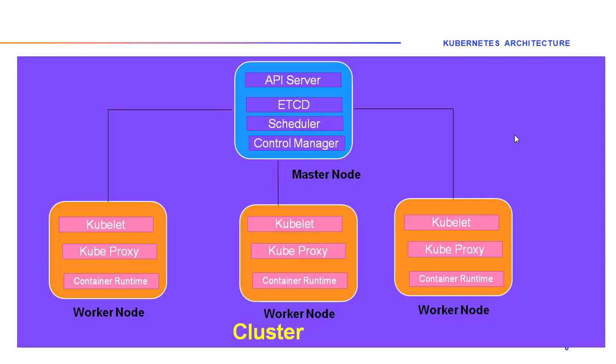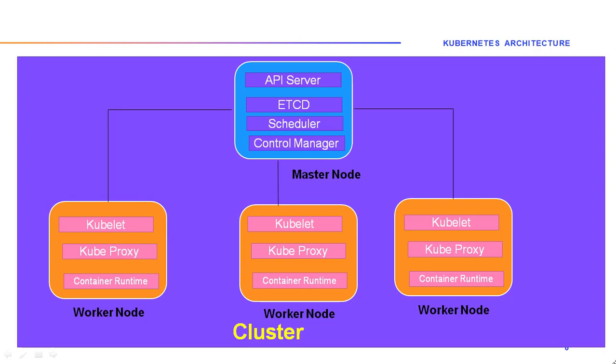In the master node we have these components: API server, etcd, scheduler and controller manager. Similar to that, we have kubelet, kube-proxy and container runtime in the worker nodes. Kubelet: whatever communication happens through the API server goes through kubelet. Kubelet also takes care of running pods inside a node.